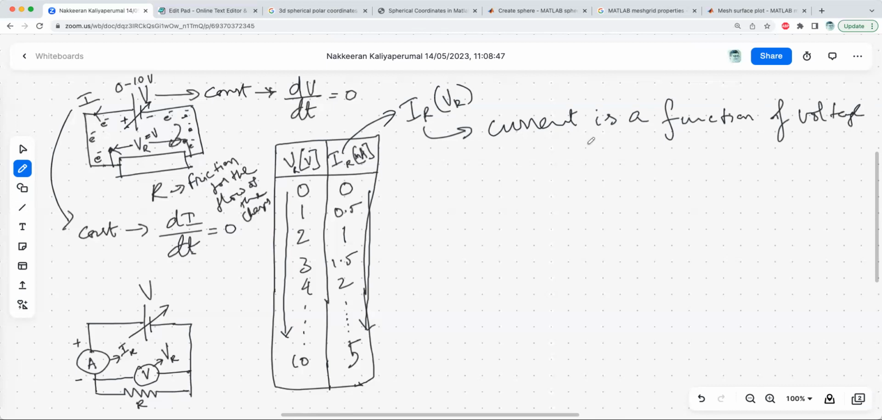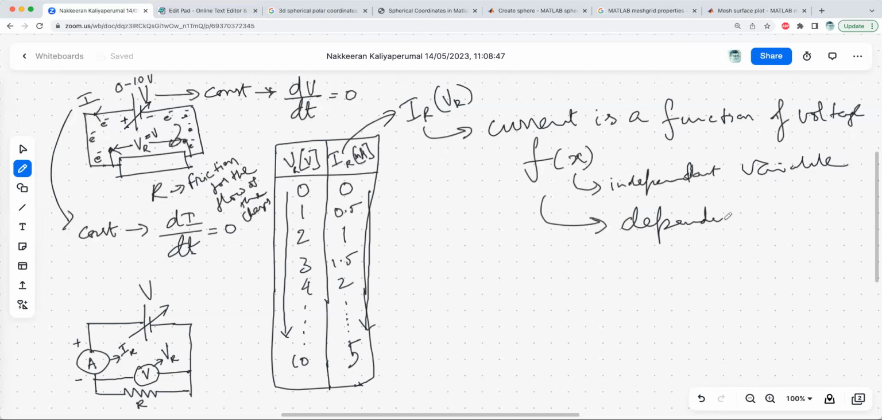Why do I write this? Because we learned f of x in maths. If something is related, this is a dependent function. So this is our independent variable, remember that? Independent variable, and f is a function, but it is dependent on x. That's the beauty.